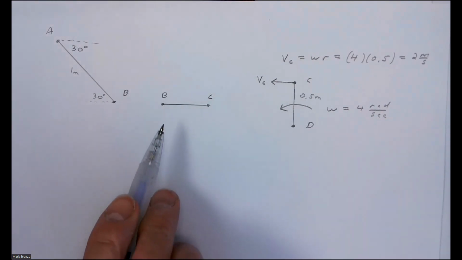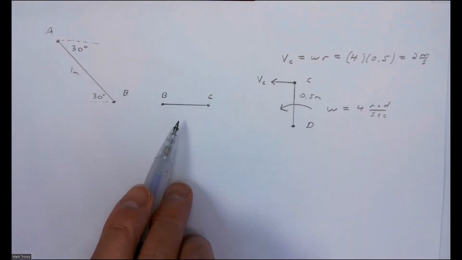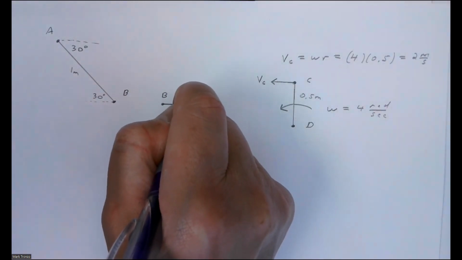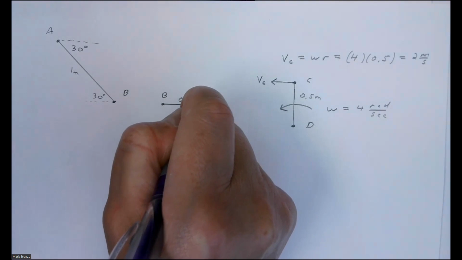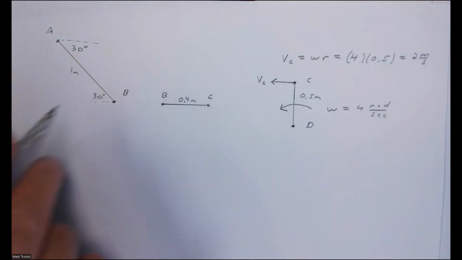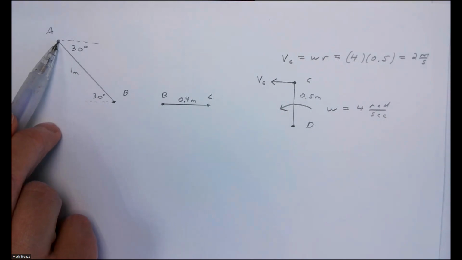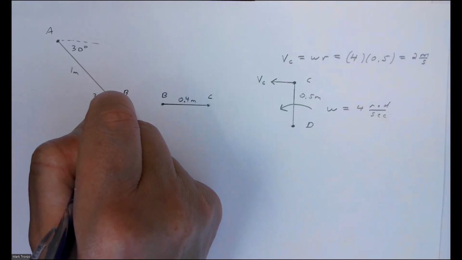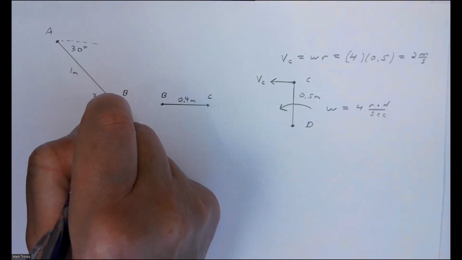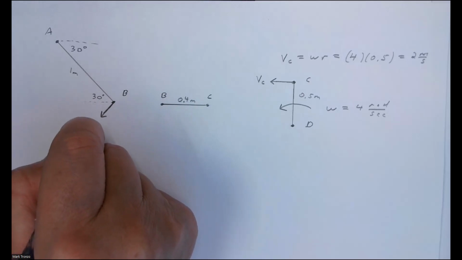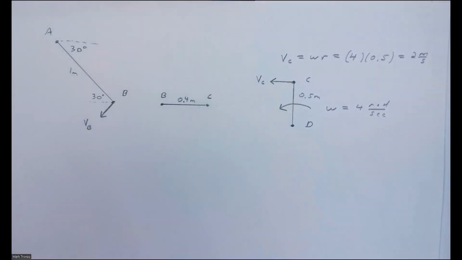And we don't know hardly anything about BC except that it's 0.4 meters long. And again, we don't know much about AB. Once again, though, we know that this bar is rotating about A. Therefore, the velocity at B has to be perpendicular. So VB is going to look like that.